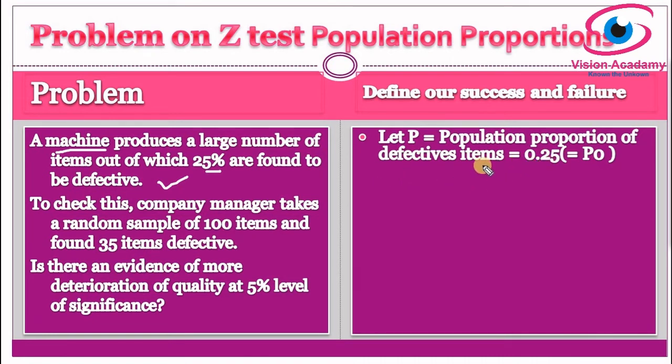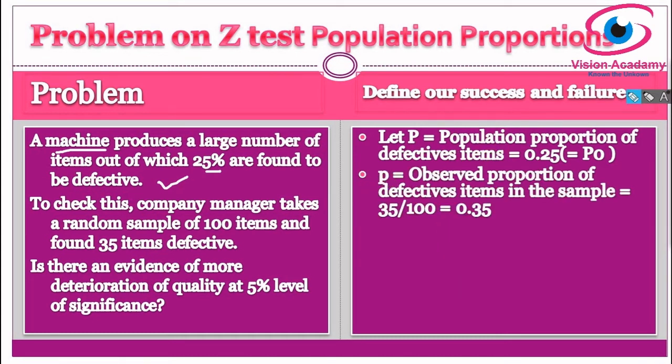0.25. So we want to convert this from percentage, 25 by 100 is 0.25. Now we have the population proportion, and now we want to have a sample proportion. Sample proportion can be denoted by small p. Very carefully you have to observe, because we want to apply this to the formula. Look into the second sentence to check this, which means 25% are really defective.